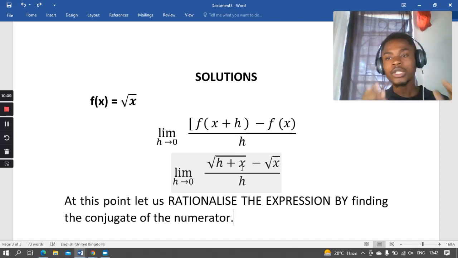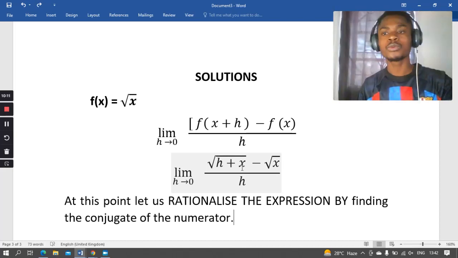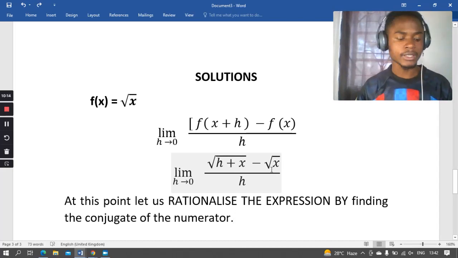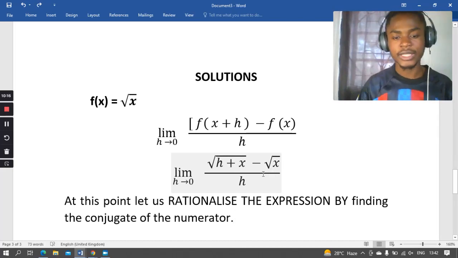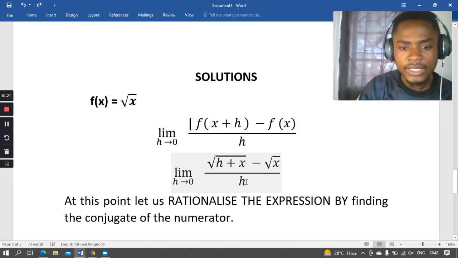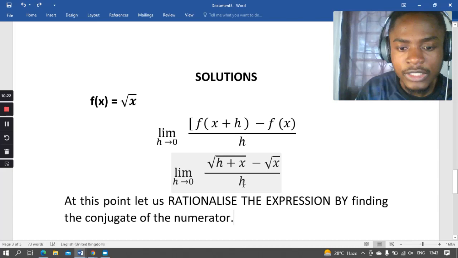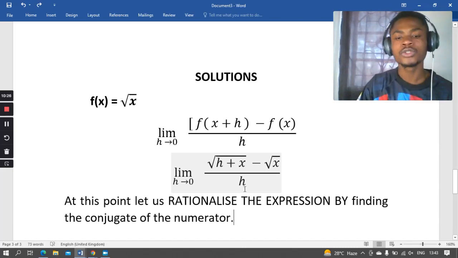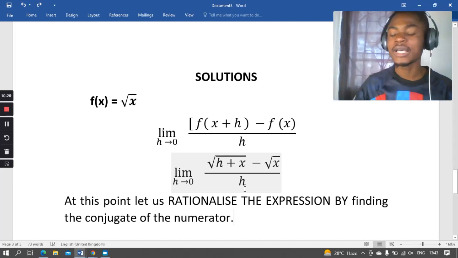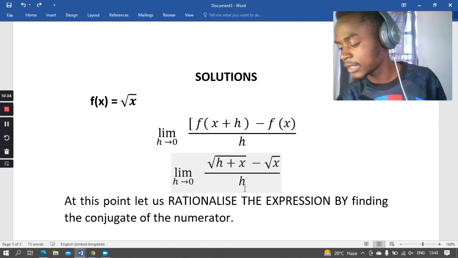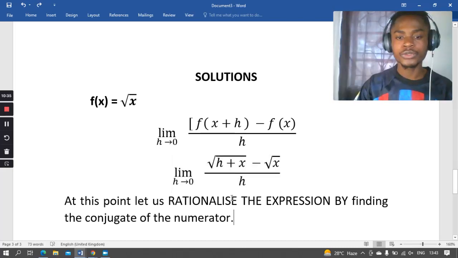So you need to know what to do as a student. When you reach this point, you cannot do anything. Why are we rationalizing the denominator? If you plug 0 in for h, you discover that this function will be undefined. So to avoid that, we are going to rationalize the numerator.